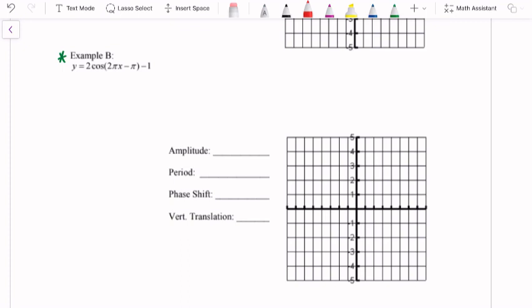Okay, so example B, we have y equals 2 cosine of (2 pi x minus pi) minus 1. All right. So our amplitude is going to be just that coefficient that's out in front. That's going to be 2. Okay, so it's twice as tall as a normal cosine.